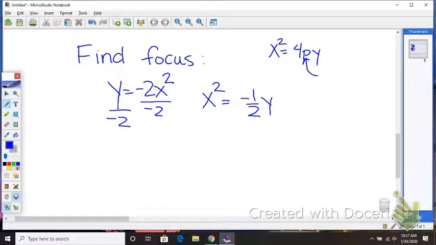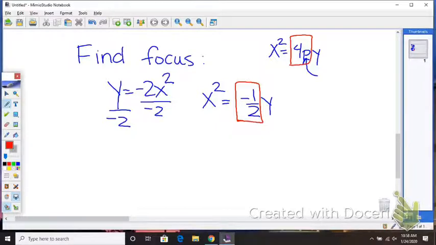Everybody with me? Okay, so if you notice, this number right here represents this part of our equation. So 4p is equal to -1/2. I need to figure out what p is so I can find what the focus is. First of all, I know this is x squared, so is this going to open up, down, or right, left? Up or down, or right or left?